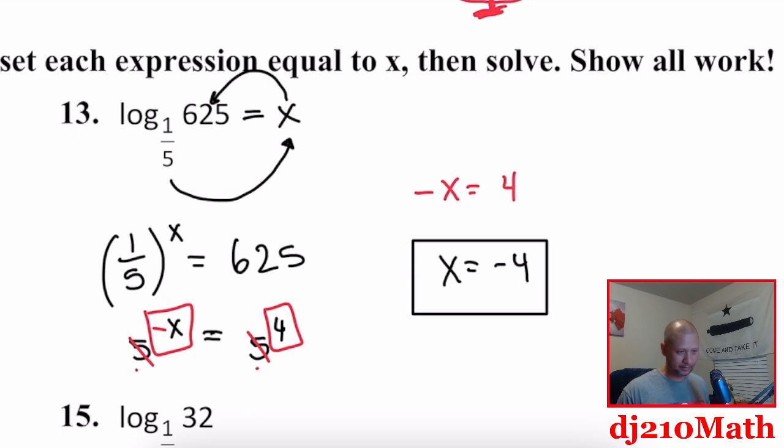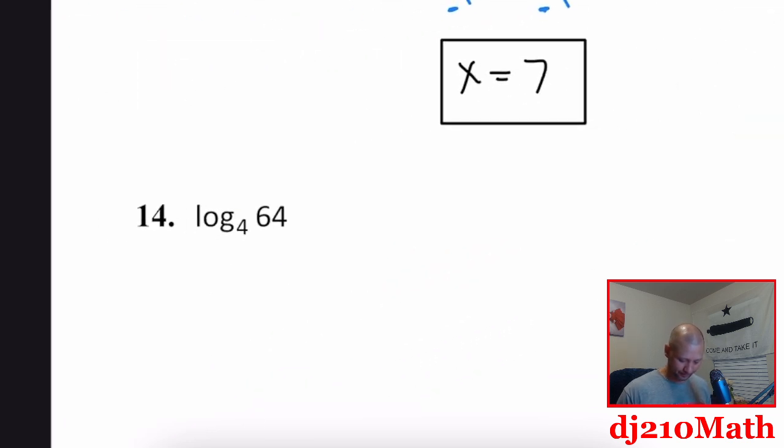Just remember here, denominator can move up by making the exponent negative. Okay.